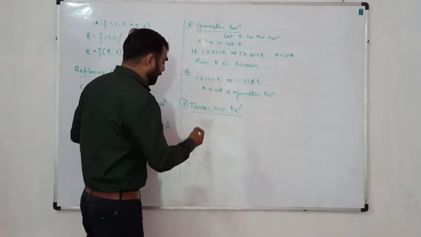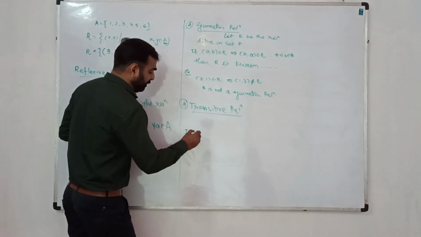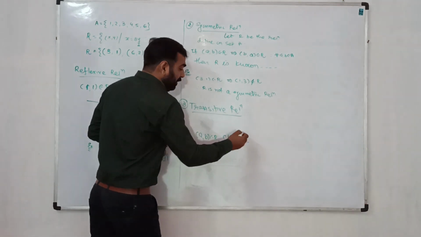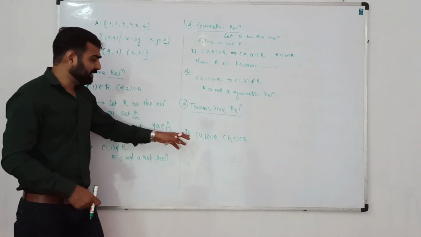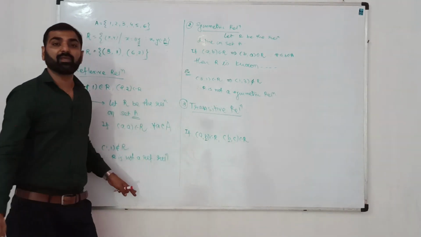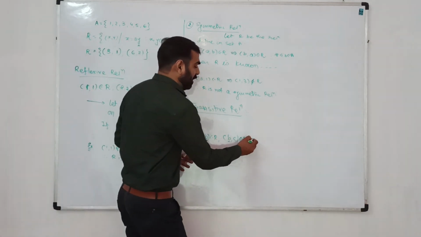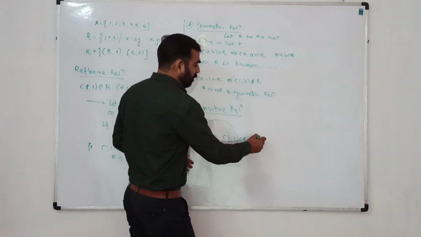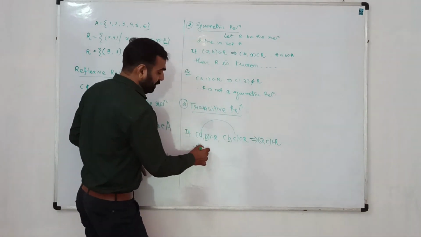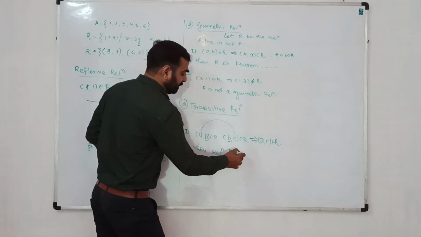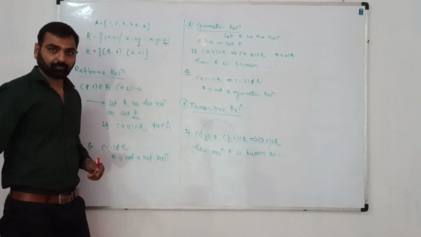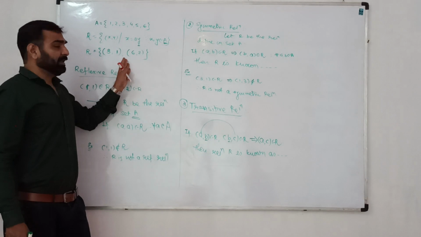Okay, so for the transitive relation, if (a, b) belongs to R and (b, c) belongs to R, we accept it. There is one common member, which is compulsory: b. That implies if then (a, c) belongs to R, then relation R is known as a transitive relation.